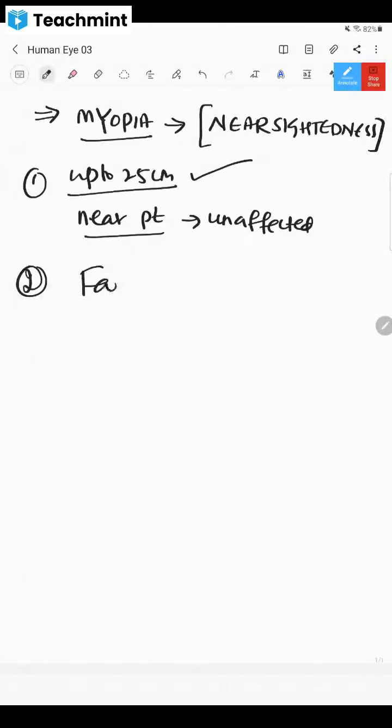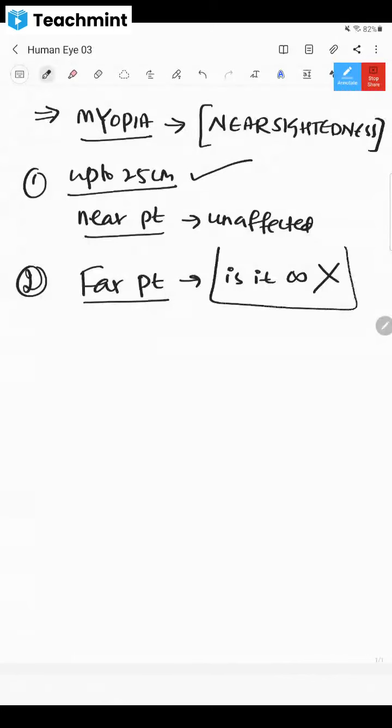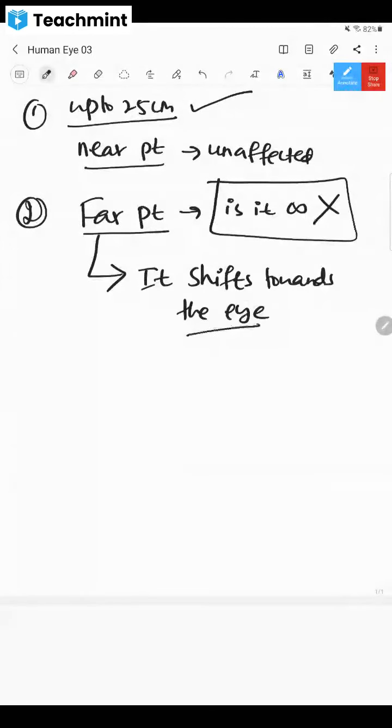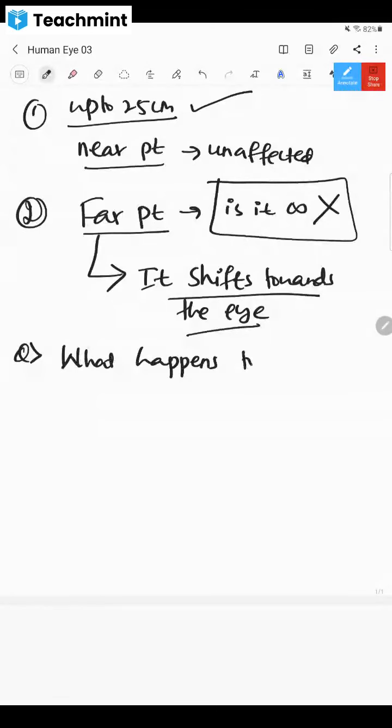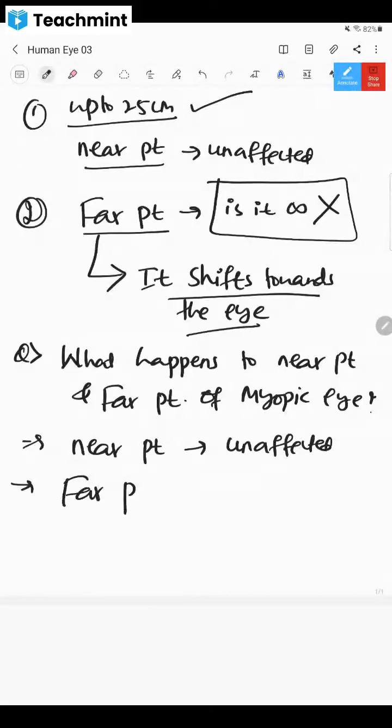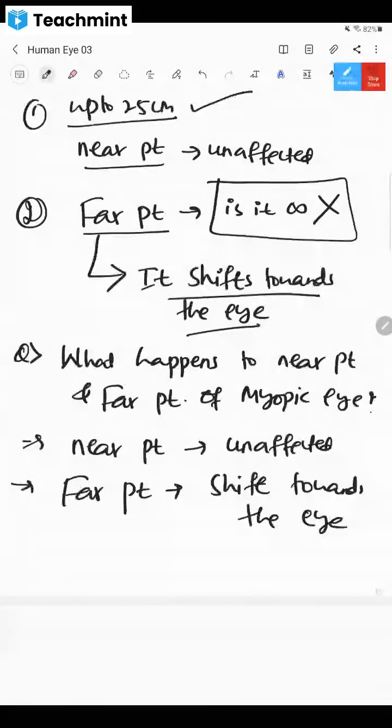And the second point is, what happens to the far point? Is it infinity for a myopic eye? No, it is not infinity. It shifts towards the eye. So a question can be framed like this: what happens to the near point and far point of a myopic eye? You have to say the near point remains unaffected, and the far point shifts towards the eye. Is this answer clear to all of you?